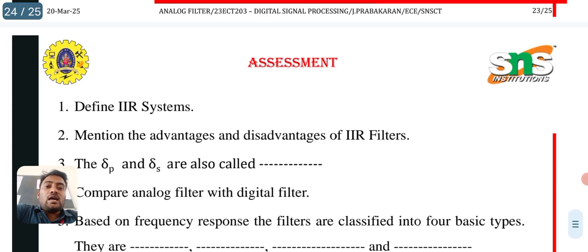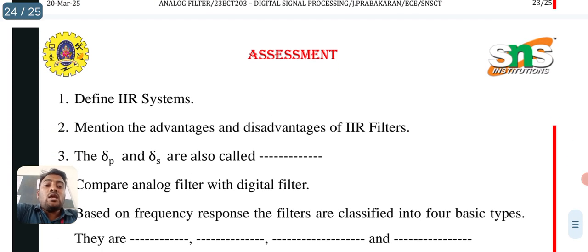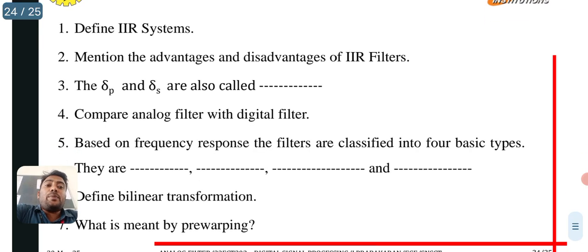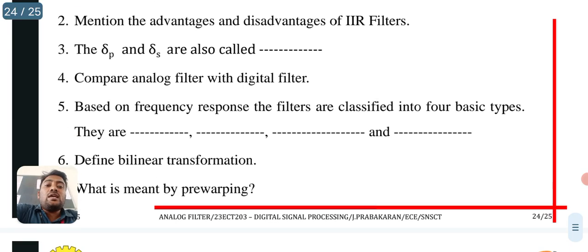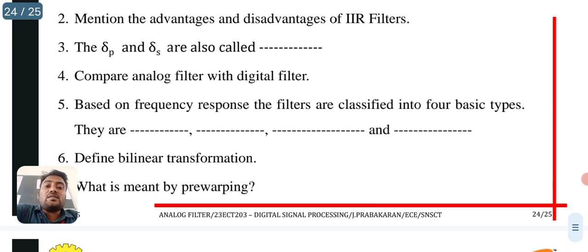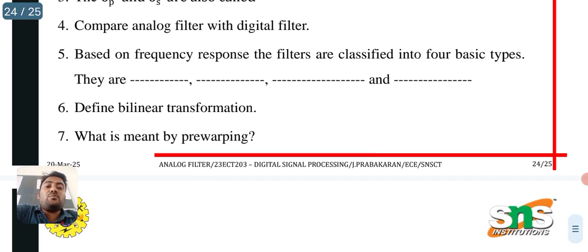This is the assessment of this video lecture. You can note it down. Define IIR system and mention its advantages and disadvantages, and what are del p and del s. Compare analog filter with digital filter based on frequency. What are the types of analog filter? Define bilinear transformation. What is meant by pre-warping?